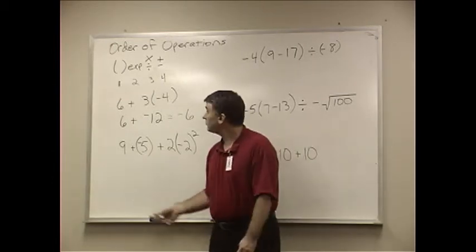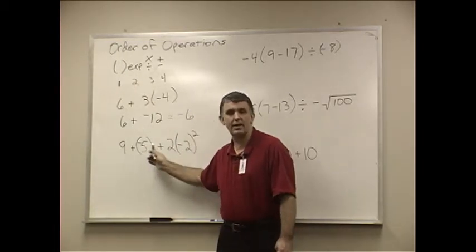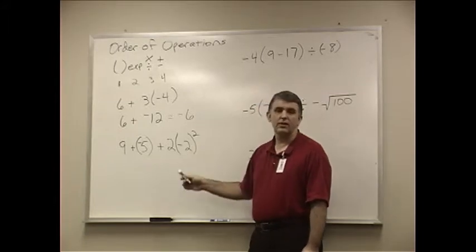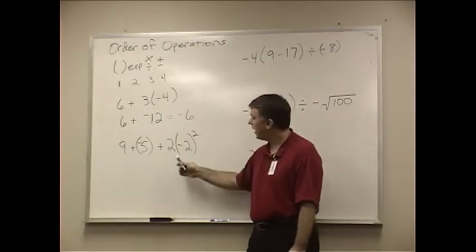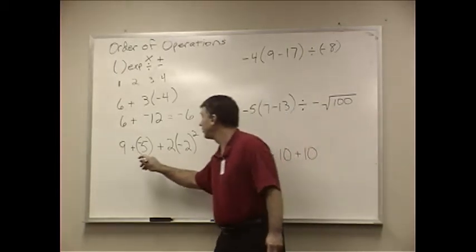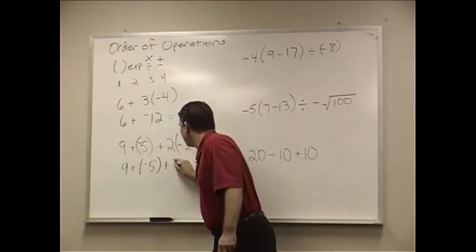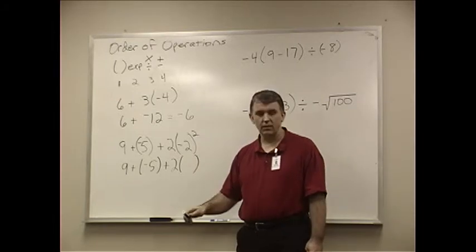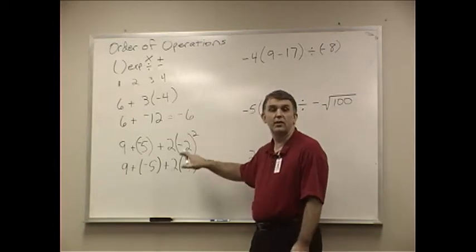The second one, we look at the problem, parentheses again. There's parentheses here. Now the parentheses are just making that 5 negative, nothing to do inside. The second set of parentheses, well, that's -2 in there. This parentheses is to contain the -2 for the exponent, and it also shows the multiplication. So, no parentheses to deal with, exponents. So now I'm going to write 9 plus -5 plus 2, and we'll put the parentheses there, -2 to the 2nd power. -2 times -2. That's +4. So that's all I did on this, is I did the exponents.